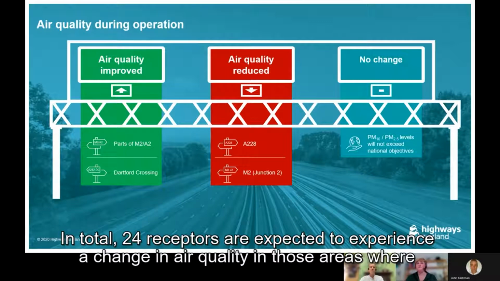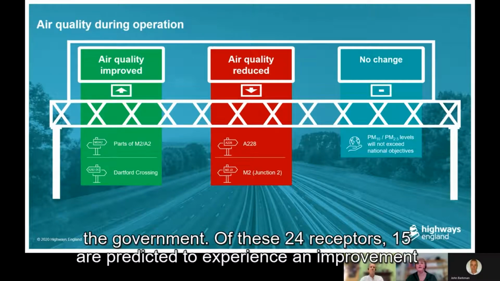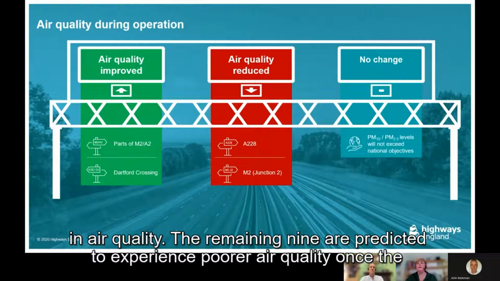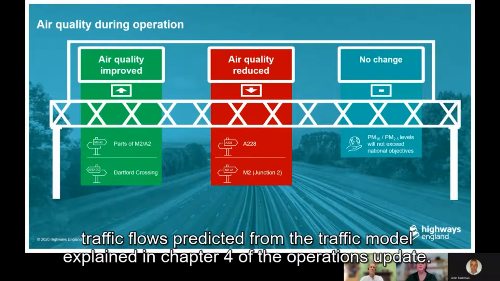In total, 24 receptors are expected to experience a change in air quality in those areas where concentrations of pollutants are forecast to exceed the air quality objective set by the government. Of these 24, 15 are predicted to experience an improvement in air quality. The remaining 9 are predicted to experience poorer air quality once the route is open. Our air quality assessments are based on the traffic flows predicted from the traffic model explained in Chapter 4 of the Operations Update.